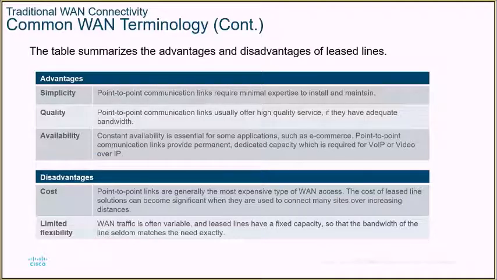Disadvantages are cost. Point-to-point links are generally the most expensive type of WAN access. The cost of a leased line solution can become significant when they are used to connect many sites over increasing distances. Limited flexibility. WAN traffic is often variable and leased lines have fixed capacity, so the bandwidth of the line seldom matches the need exactly.